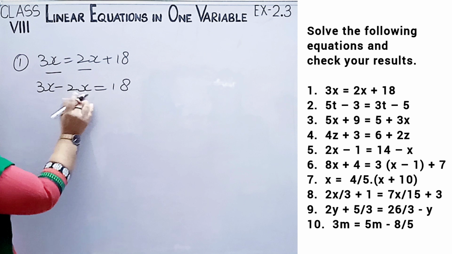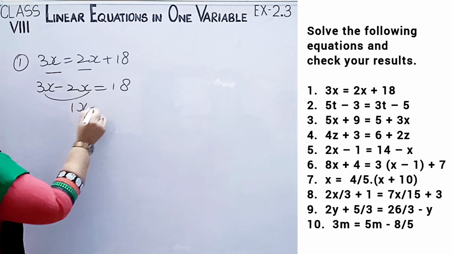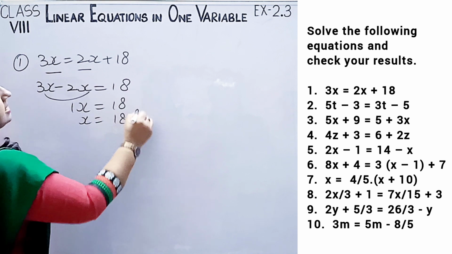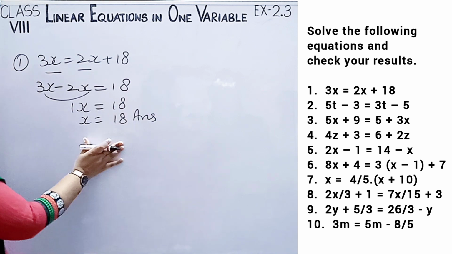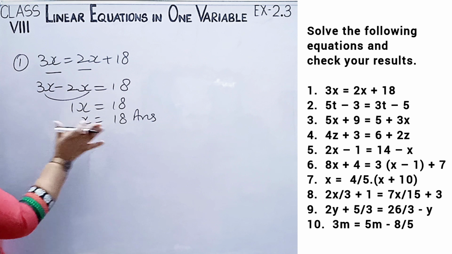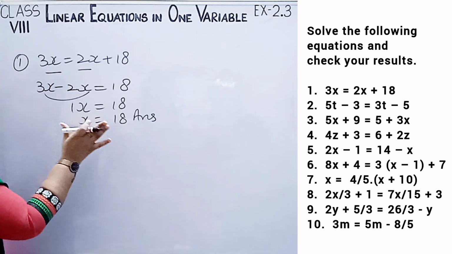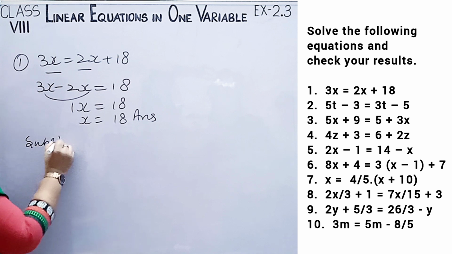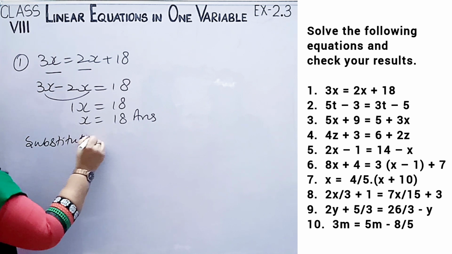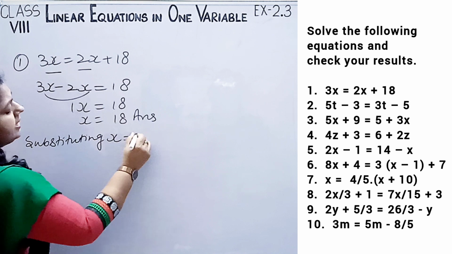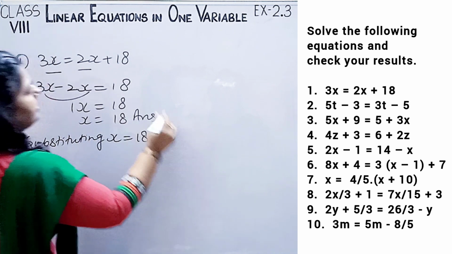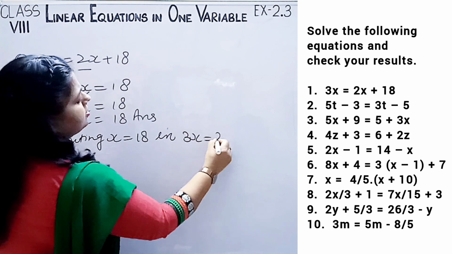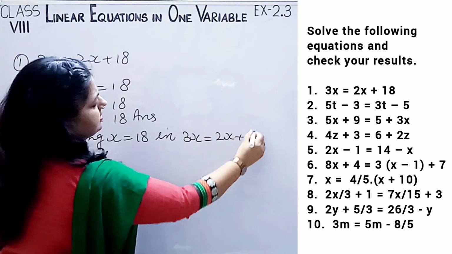Now 3x minus 2x is 1x equal to 18. x equal to 18. Answer. Now we have to check the result also. So this is our result. Now we are substituting x equal to 18 in this equation, 3x equal to 2x plus 18.